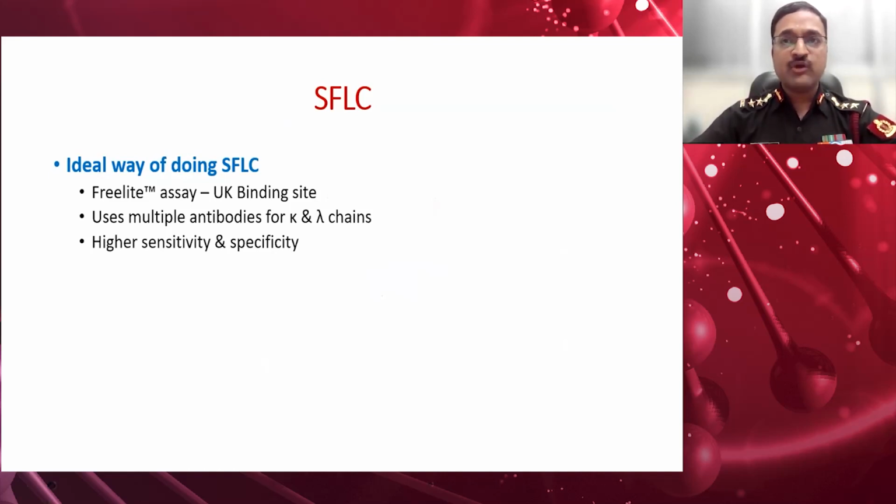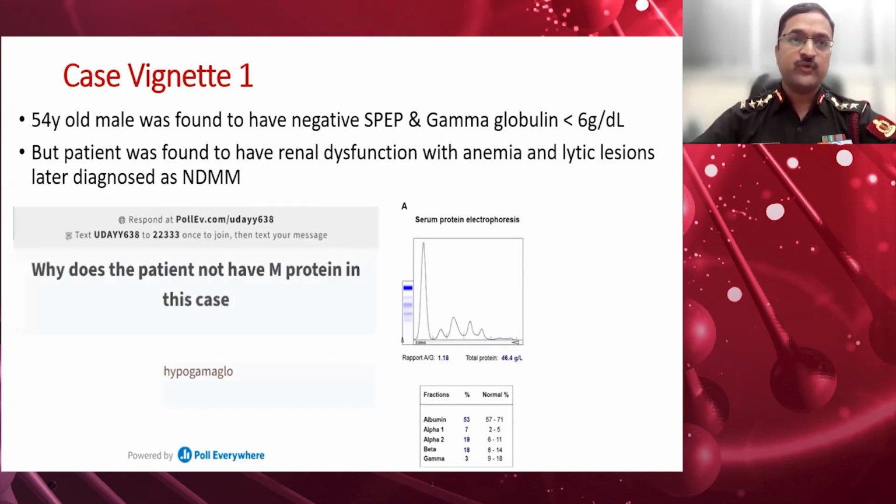Now, let's quickly go to a small case vignette. There is a 54-year-old male. He was found to have a negative protein electrophoresis, and the total gamma globulins was less than 6 grams per deciliter. But the patient was found to have renal dysfunction, anemia and lytic lesions, and later a bone marrow showed more than 10% plasma cells. The patient was labeled as newly diagnosed multiple myeloma.